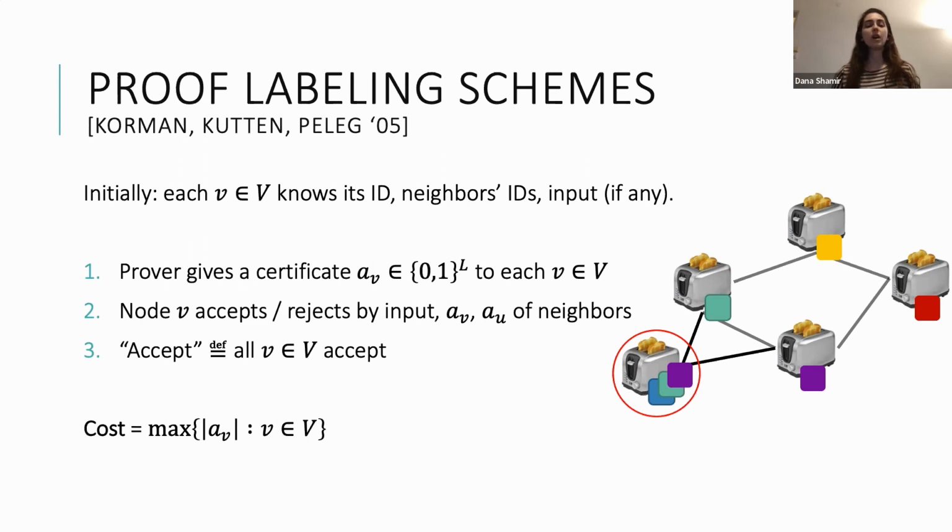And we measure the cost of this scheme by the size of the largest certificate. And we require soundness and completeness. Completeness means that there exists a prover that will make all the nodes of the graph accept, of course, in the case the predicate is true. And soundness means that if the predicate is false, then for every prover, the verifier will reject.